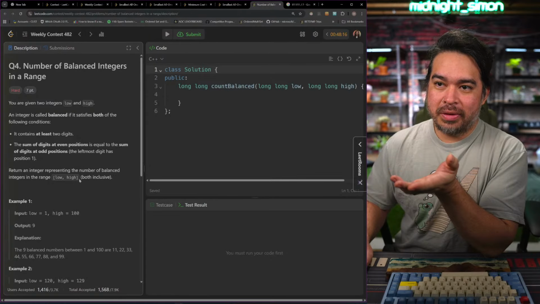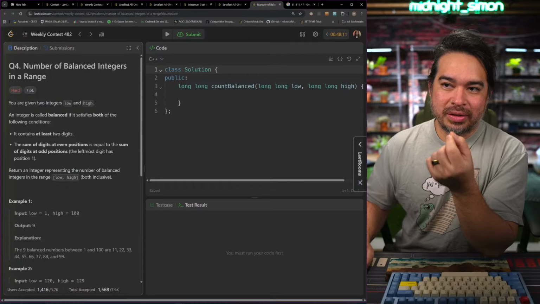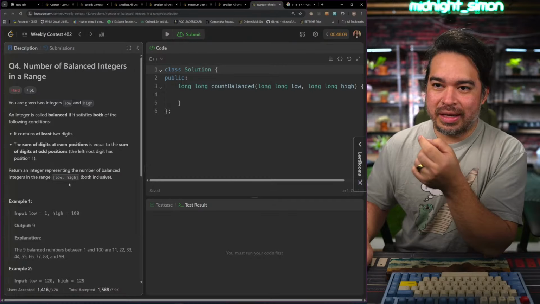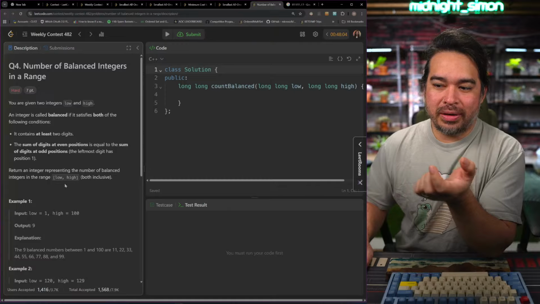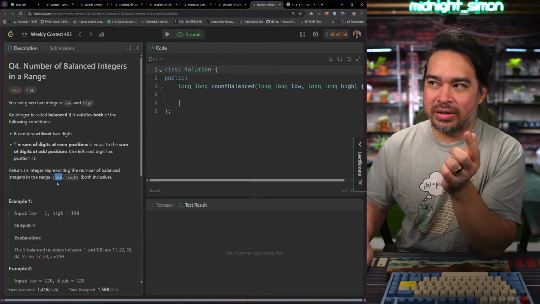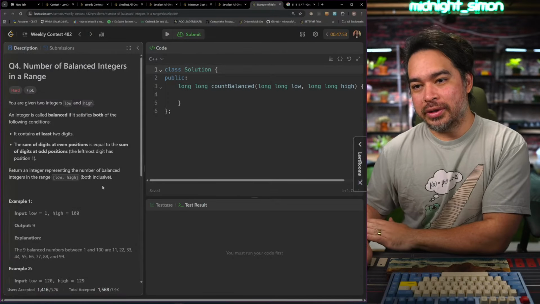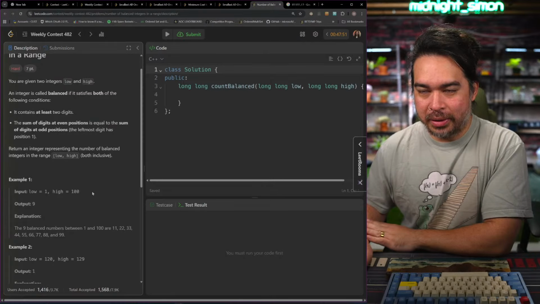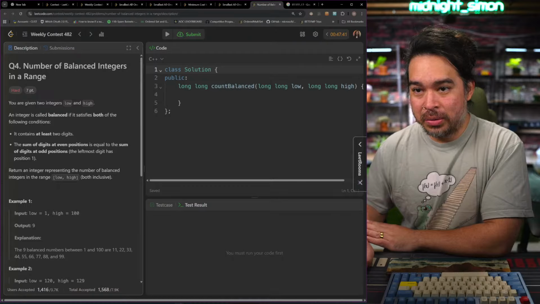Something that I always think about anytime they ask you for some answer within a range like this is, you calculate the answer for the high, you calculate the answer for the low, and then you subtract, high minus low, to get the answer within the range. But I don't know if that's applicable here. I'm just speaking out loud. The integer is called balanced if it has at least two digits.